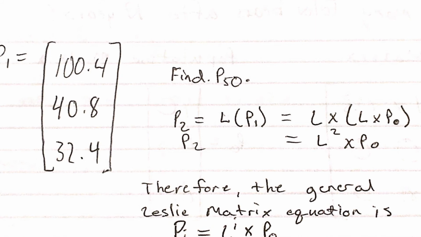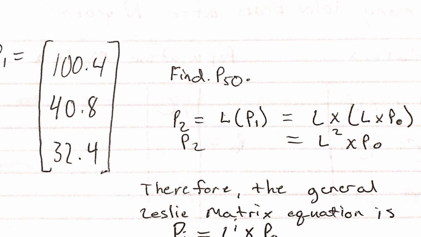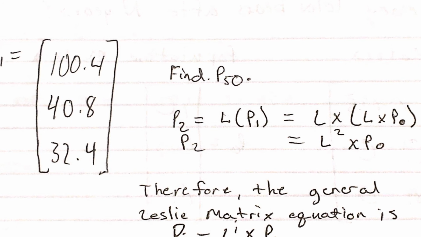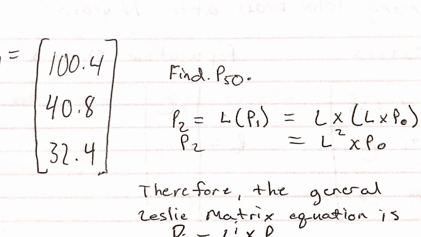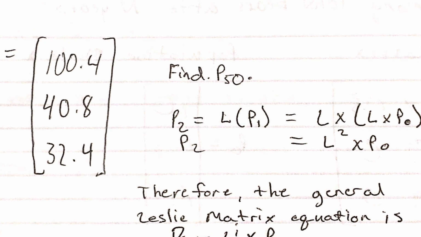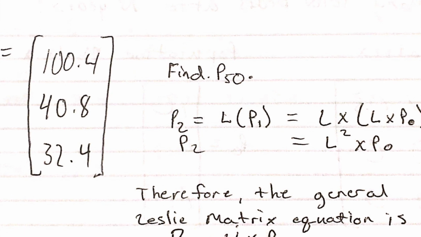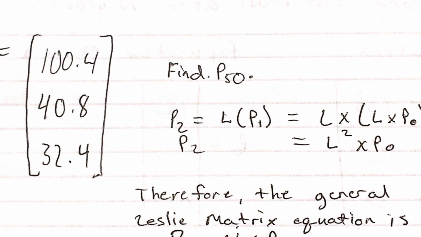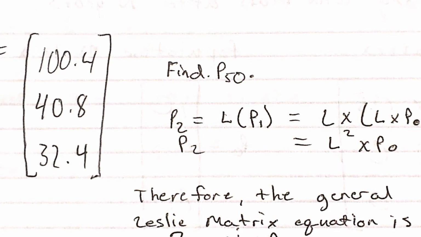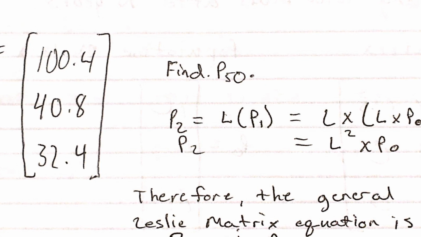Now, what if we want to find P sub 50, or our population after 50 years? Well, let's start by trying to find our population after 2 years. P sub 2 is going to be the Leslie matrix times P sub 1, and we found P sub 1 by doing the Leslie matrix times P sub 0. So in order to find P sub 2, it's the Leslie matrix times the Leslie matrix times P sub 0, or the Leslie matrix squared times P sub 0. Therefore, the general Leslie matrix equation for a population after I number of years is the Leslie matrix to the I power times P sub 0.